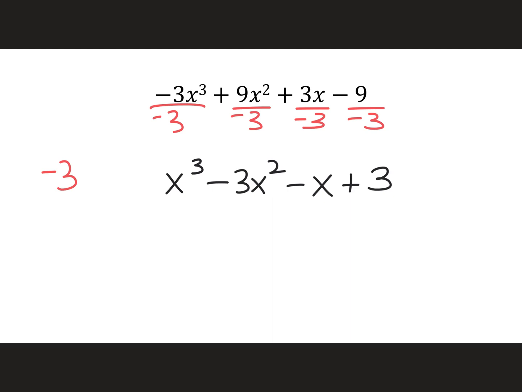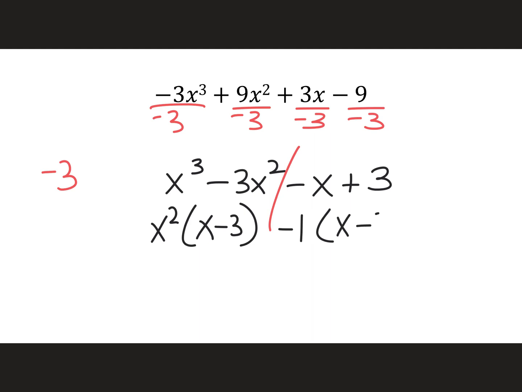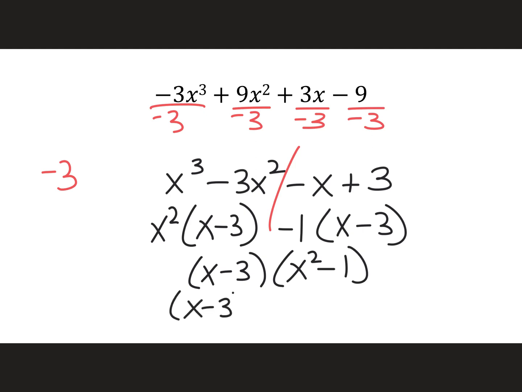Okay, now it's time to do my grouping. And I will look at this and say, all right, I have an x squared. That's all I can pull out of there, and I'll have an x minus 3. And then over here I'll have a -1. That's it. And then an x minus 3. And I'll have an x minus 3 and then an x squared minus 1. But I should go, oh, wait a minute. That one has perfect squares. It's separated with the minus sign. That's a special. All right, so I have an x minus 3. And this becomes an x minus 1, x plus 1.